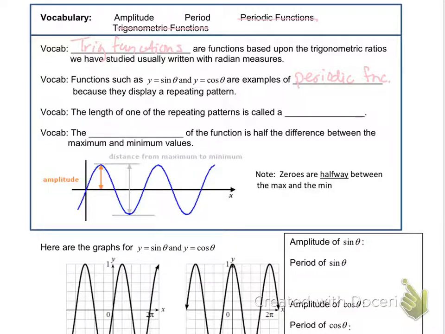The length of one of these is called a period, which I just said. And the amplitude of the function is half the difference between the min and the max value. So 1/2 min, actually I guess it should be max, max minus min, right? That's 1/2 the distance between them. All right, so that's our vocab.